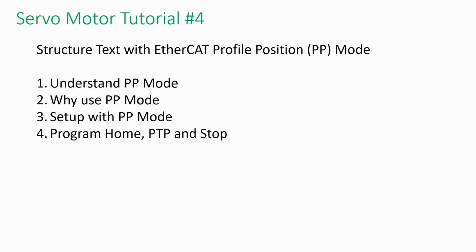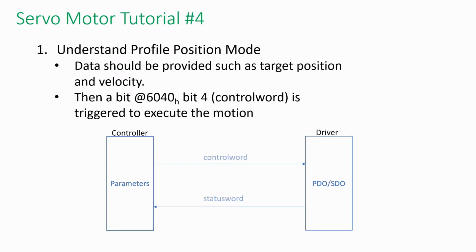Let's understand what a PP mode is and how it works. PP stands for Profile Position, which means the controller provides data such as a target position and a velocity to the driver to generate the motion profile. Once the data is provided, a bit is triggered to execute the motion.